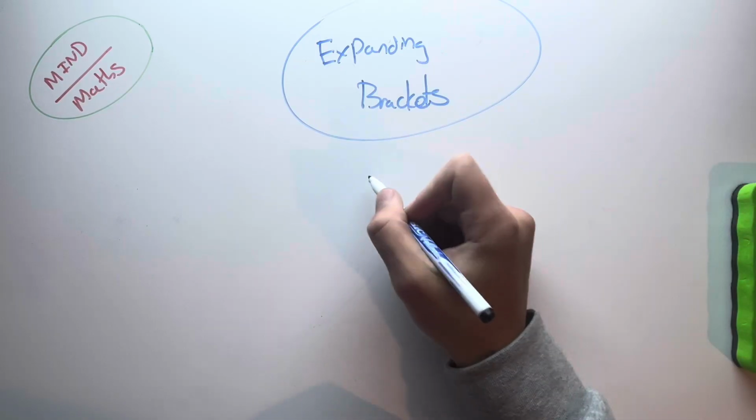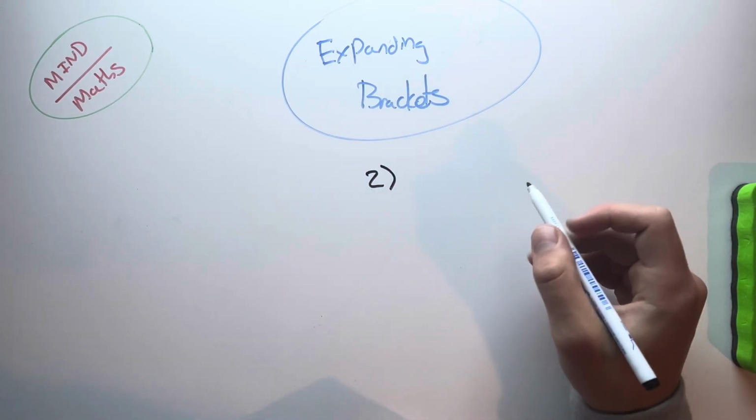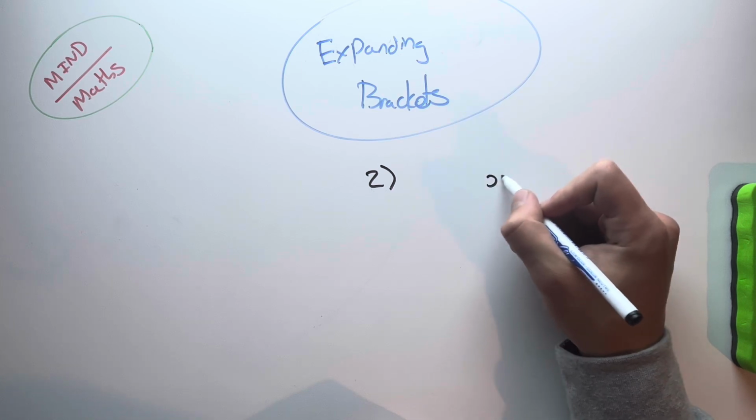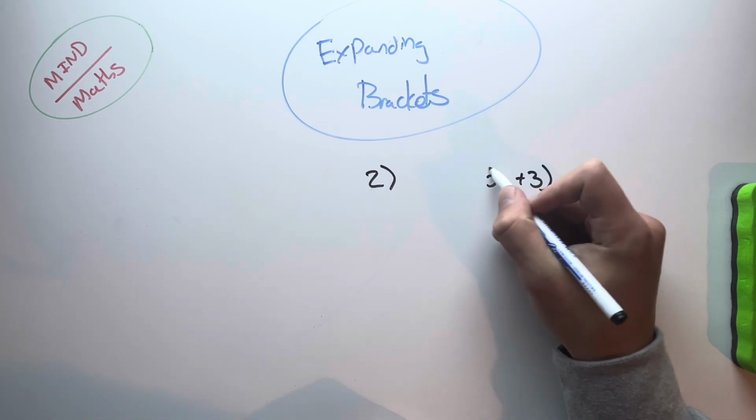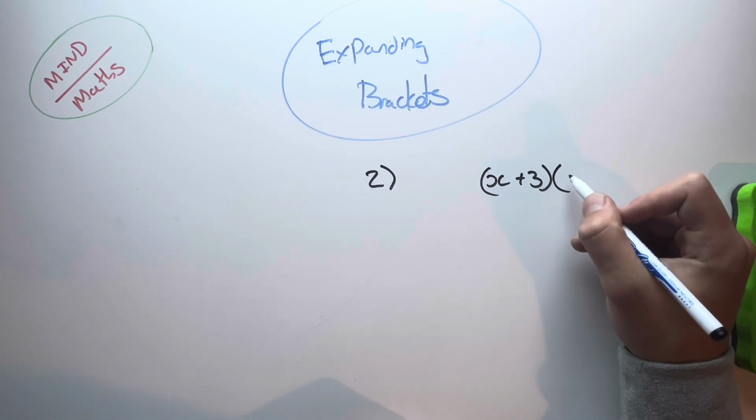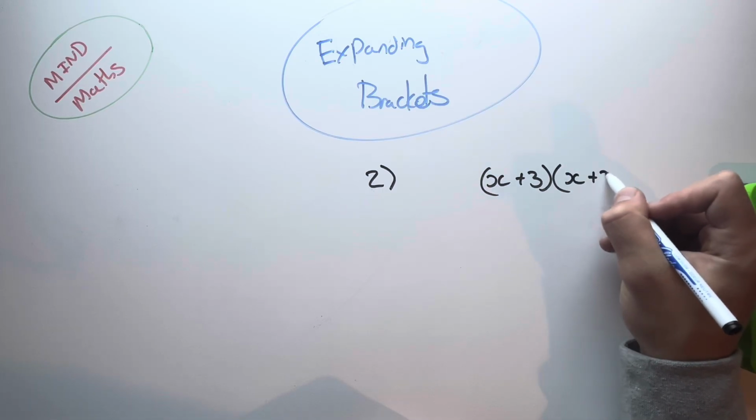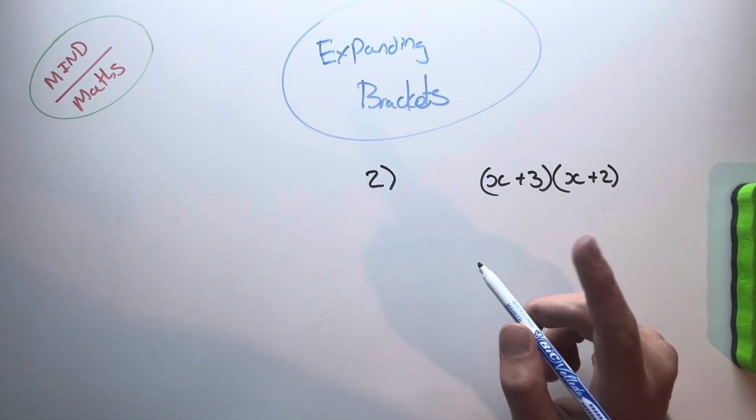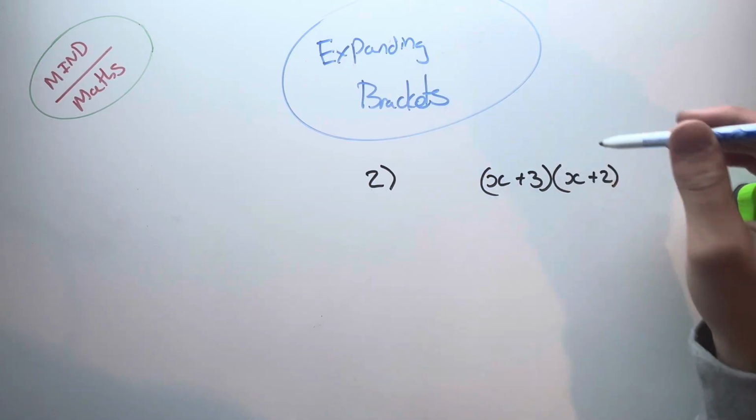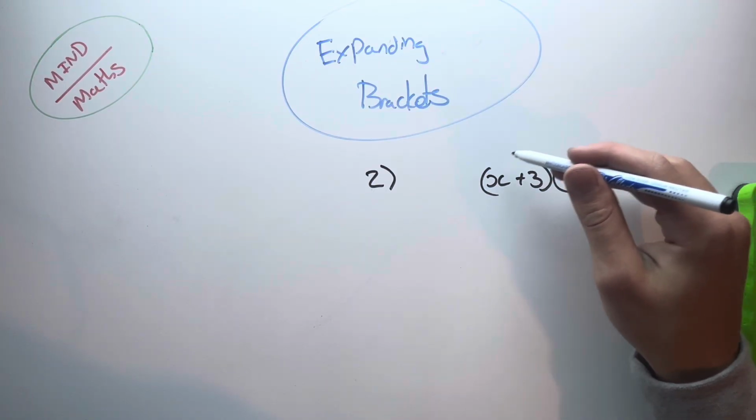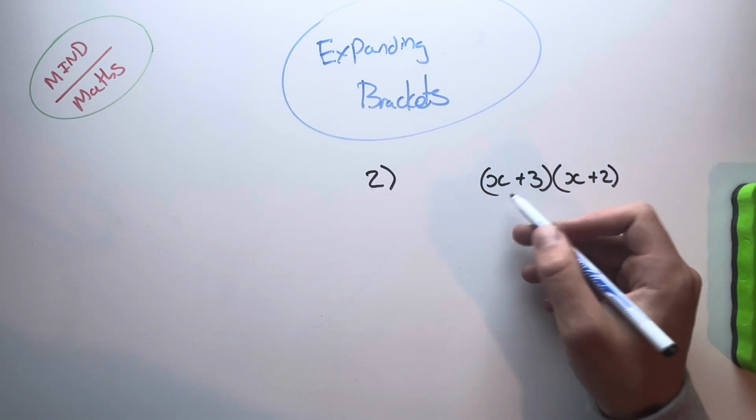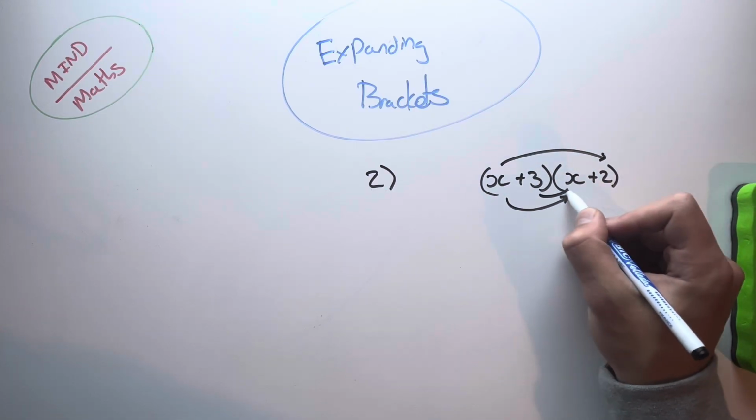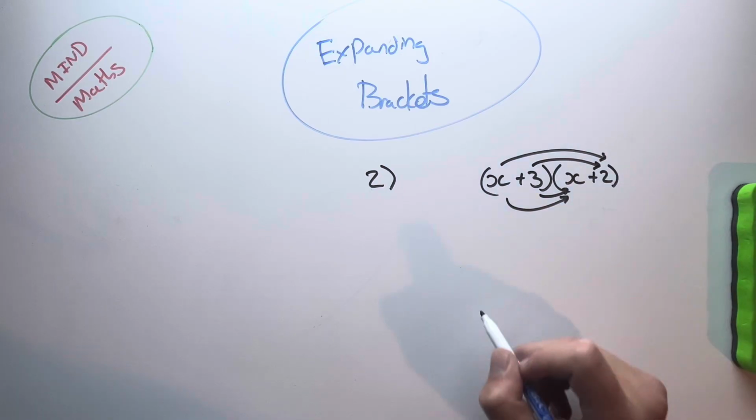Now, the second scenario when it comes to expanding brackets is if you have x plus 3, and then another bracket next to it, x plus 2. In this case it's a bit more complex, because you're trying to expand everything within it. So you're expanding this by this, this by this, this by this, and this by this.